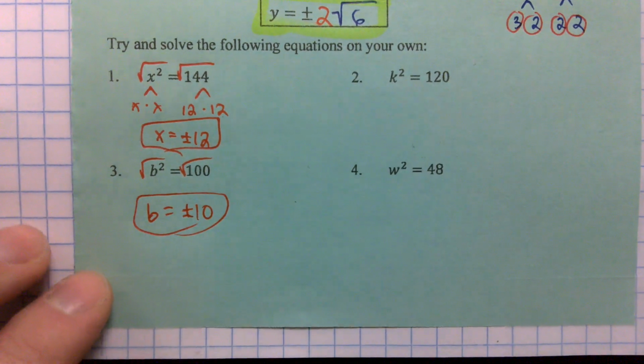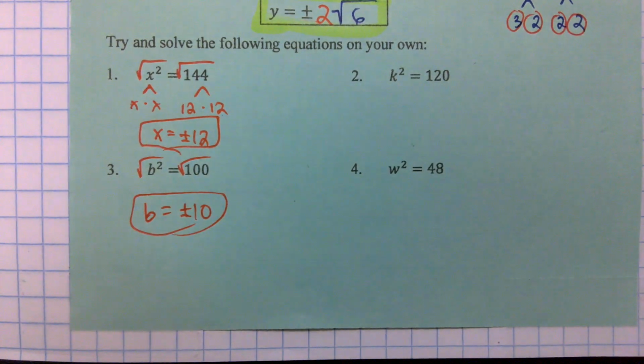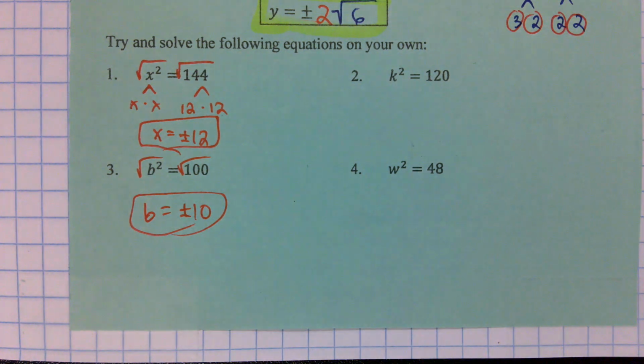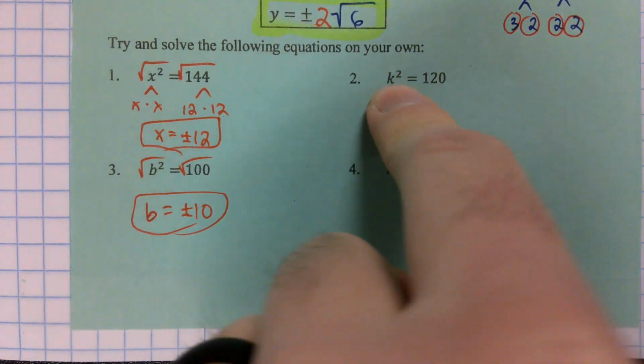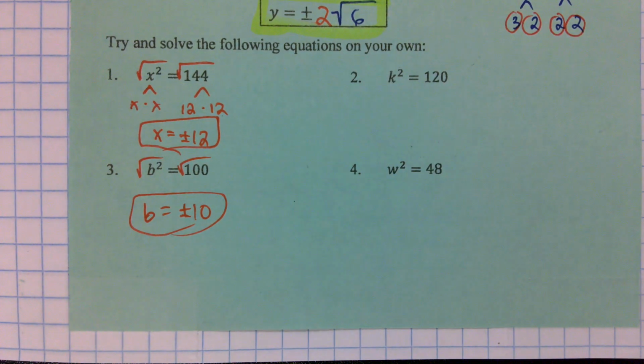Numbers 2 and 4, we've got some imperfect squares, just to get ourselves a little bit more practice with that. See if you could break those down. Take out your matching pairs if you've got any, which you will. And then see if you can come up with an answer for what k is equal to in number 2, and what w is equal to in number 4. Give it a try on your own, and we'll come back together in like a minute and see.